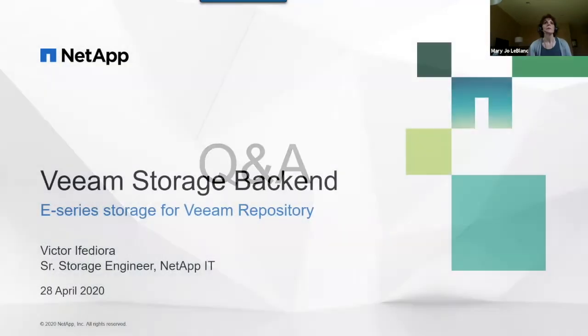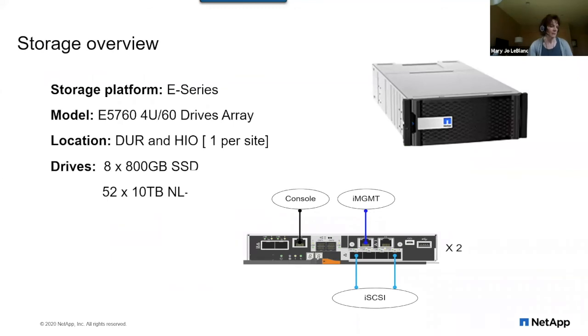The storage platform that we are using for this solution is the E-Series, and the model is the E5760, which comes with 60 drives. We have one per site. The 60 drives are made up of 800 GB SSDs and 52 10-terabyte drives.